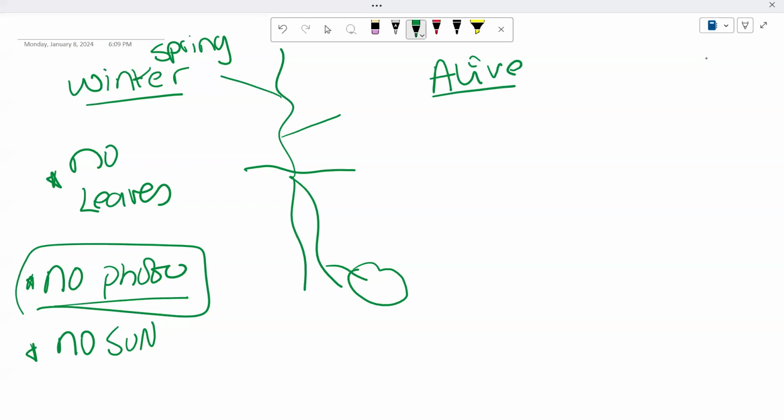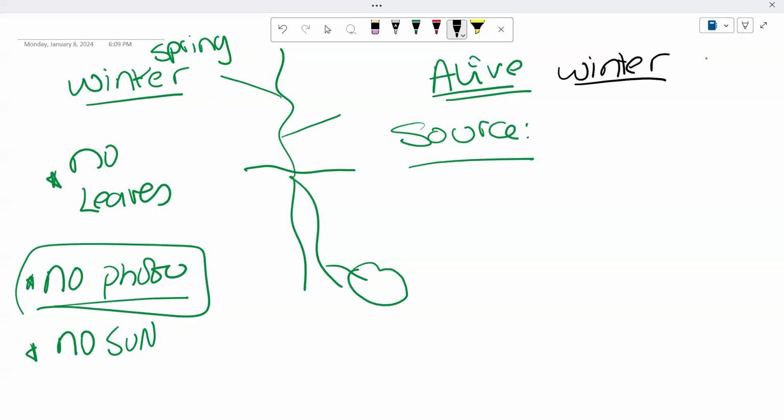They still need energy. Now, where does this energy come from when they are not doing photosynthesis? What is the source of the energy? From the roots. From the stored starch. From the what, my dear? The stored starch. Correct.